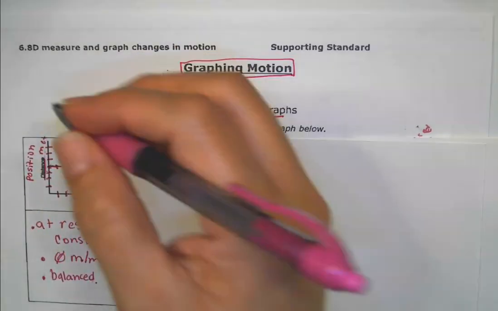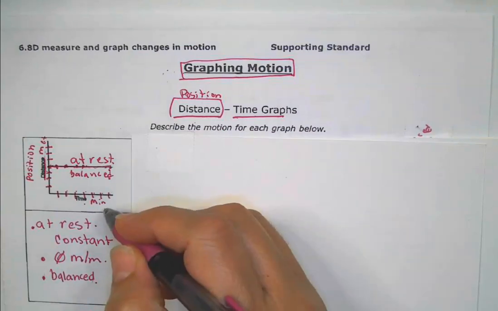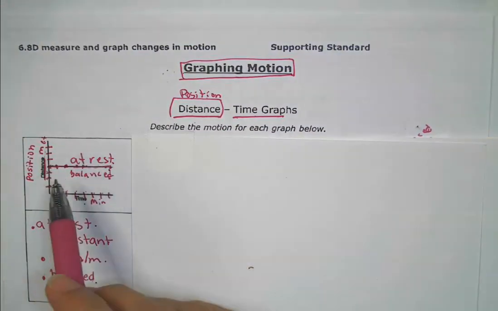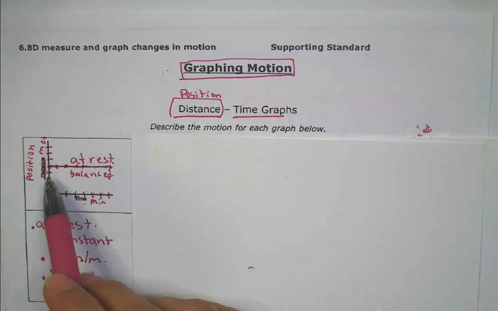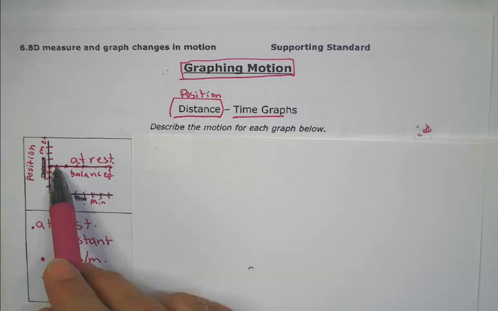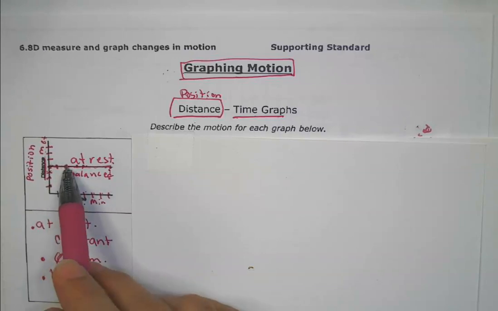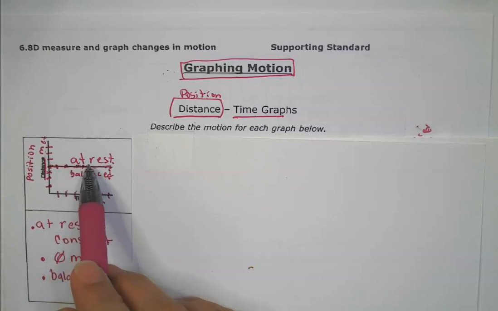Then I drew these lines right here to say how far I am away from the starting point. So I said, okay, this is going to be 10 meters, another 10 meters: 10 meters, 20 meters, 30 meters, 40 meters. So right here, a minute goes by, I'm still 40 meters away from home. Another minute goes by, I'm still 40 meters away from home.